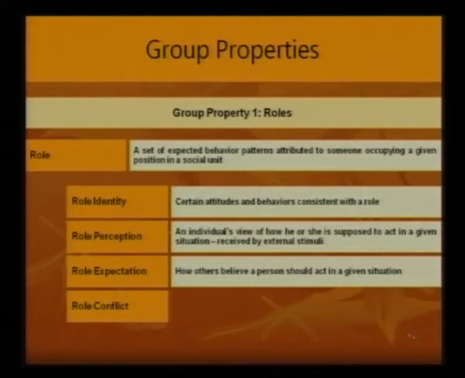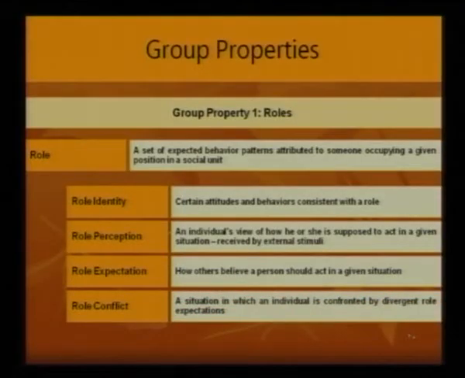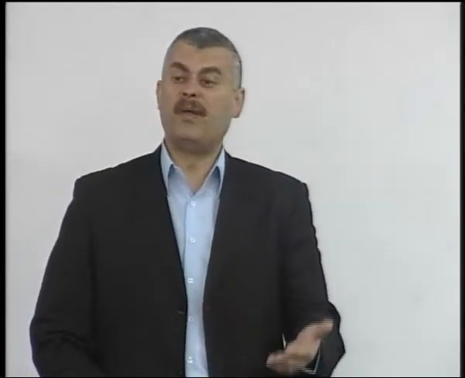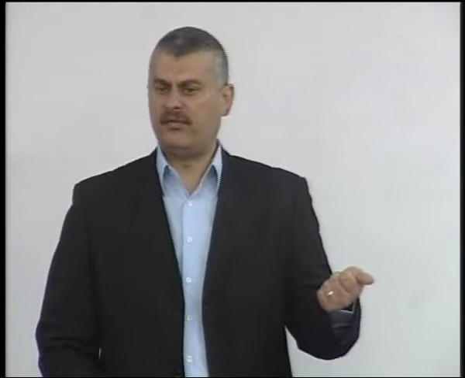Why? Because if there is any sort of inconsistency, we say that there is a rule conflict here. When we talk about rule conflict, we are talking about the differences that we have already discussed. If there is no consistency between rule identity and rule perception, or between rule perception and rule expectation, or even, though it is not discussed in the same way in the book, if there is inconsistency between rule identity and rule expectations, we also expect some problems here.